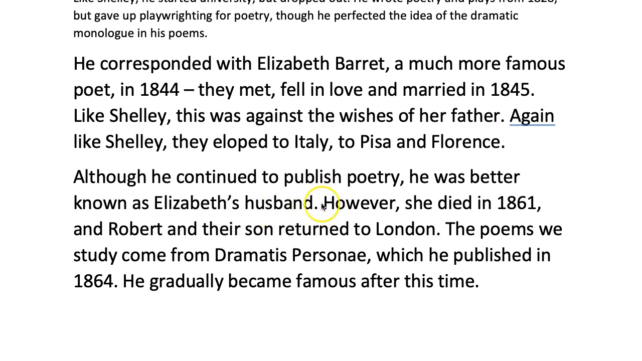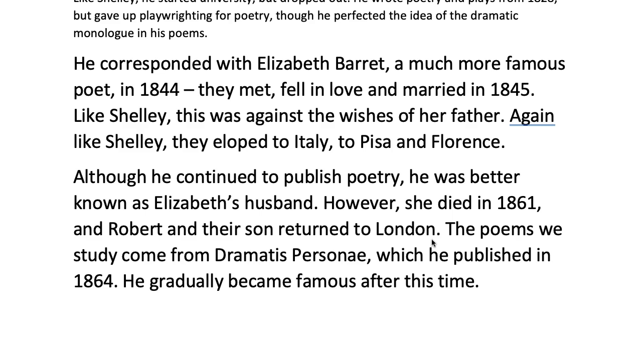The man playing second fiddle to the woman, which is unusual in Victorian society, but you can see this theme reflected in the poem. The male lover is subservient to the female lover from a higher social status, and Browning's own wife had a higher social status within his literary world. She was a better known poet. However, she died in 1861 and Robert and their son returned to London.